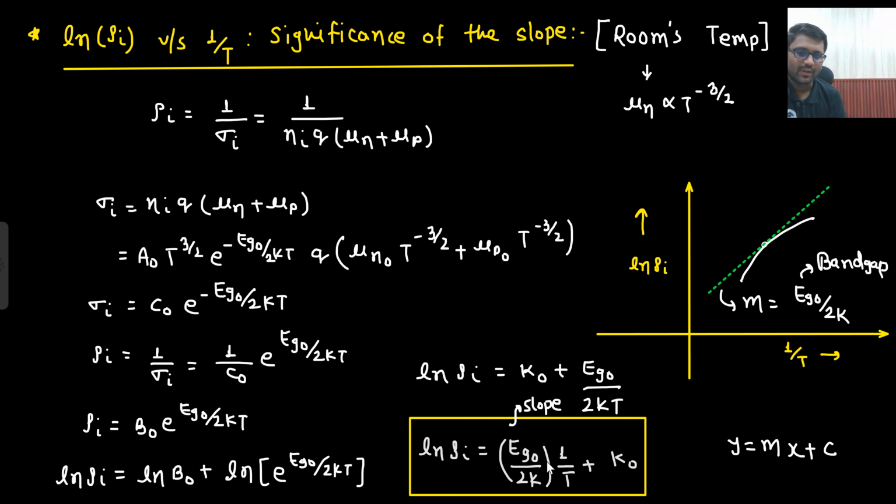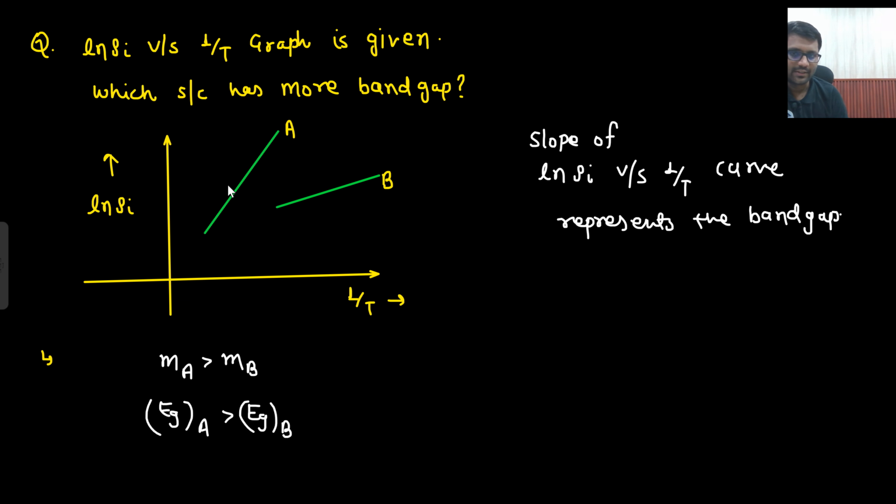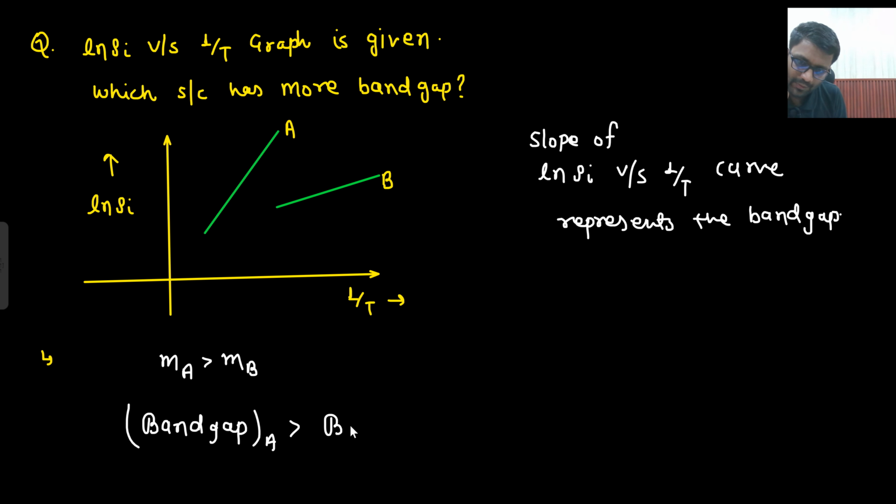Okay. So from here you can see that ln y versus 1 by T will represent the band gap. If the slope is more, that means the band gap is more. So here the slope is more, here the slope is less. So if this slope is more, that means the band gap of A will be more than the band gap of B. This is also a GATE question only. Okay, let's write it down in a better manner. Band gap of A will be more than the band gap of B. And here I will write Eg naught of A will be greater than Eg naught of B.